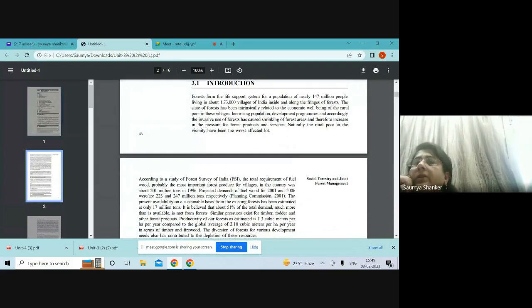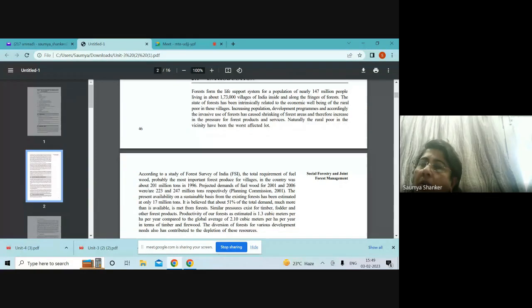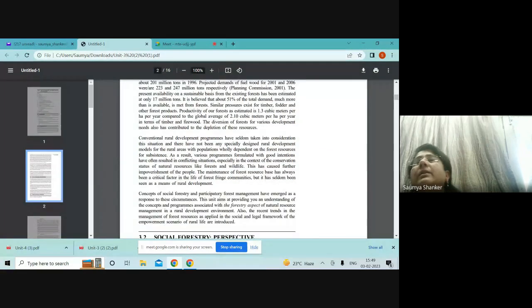So first we need to understand that there's a lot of dependence on forests for natural needs and natural resources. And because of these continuous development activities and the shrinking of the forest land, the pressure on forest products has immensely increased.